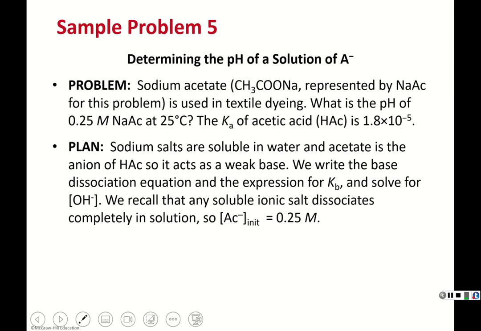Okay, so what they're doing here is they're giving us the base form, the acetate form of this. We're trying to determine the concentration of it and subsequently of the H plus concentration to determine the pH. But they're giving us the Ka value of acetic acid. So what we're going to have to do is convert that Ka into a Kb and then determine the OH minus concentration.